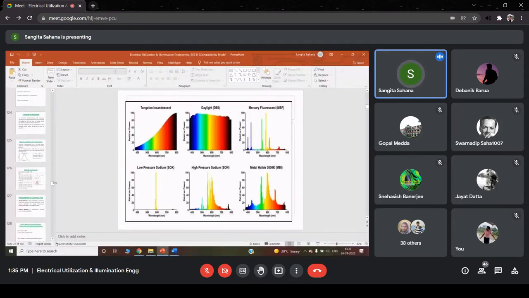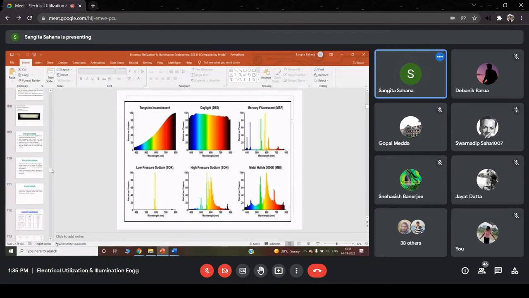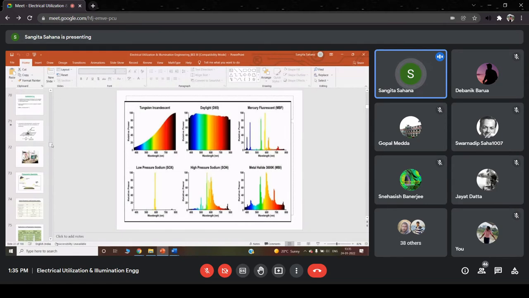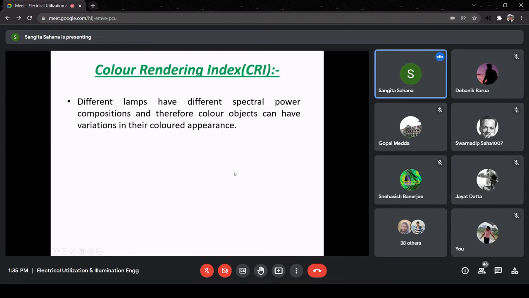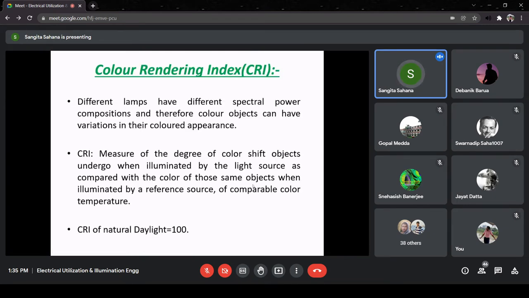So CRI is this property. How much we can identify the exact color of the light source. How much it will render the exact color. That is the CRI. So for daylight, it's maximum. So it's 100. So with respect to 100, we express the rest. So this is the measure of the degree of color shift objects undergo when illuminated by any light source as compared with the reference source, like daylight.